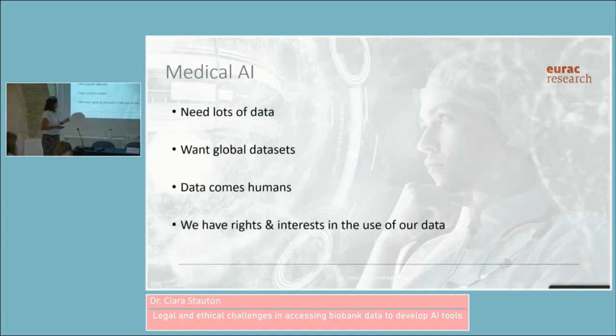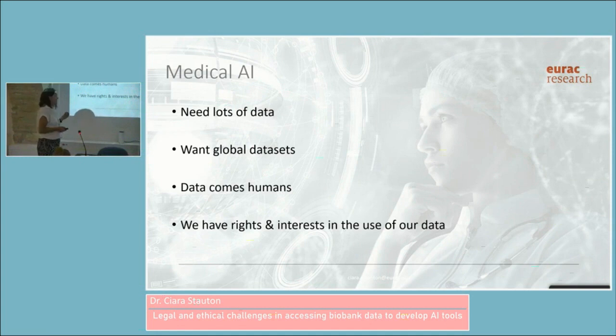Okay, so when we're thinking about medical AI, what we need is lots and lots of data. And ideally, you want global data sets to offset issues related to bias. But this data comes from humans. It's going to come from all of us. And all of us have human rights and interests that are impacted when people and organizations and businesses are trying to access the data. Can you think of any of our rights that are invoked when a company is looking to access your data?